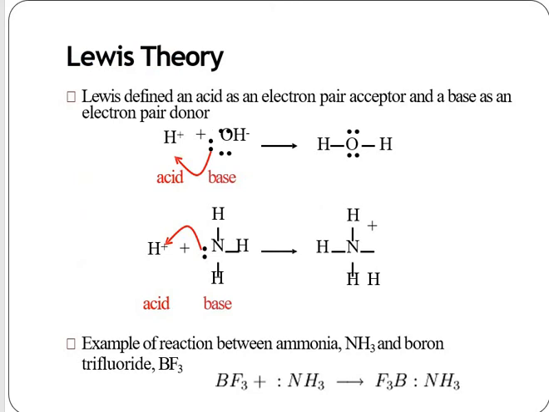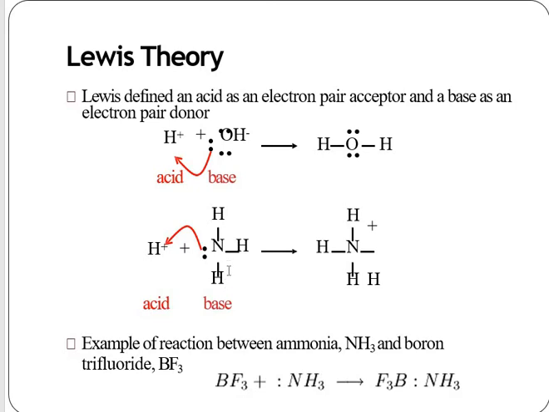Now the third theory is Lewis theory. According to Lewis, an acid is an electron pair acceptor and base is an electron pair donor. So OH- ion donates an electron pair to accept the proton, so it acts as a base, and this H+ ion attached to OH- and converted into H2O. So this H+ ion acts as an acid and OH- ion acts as a base.